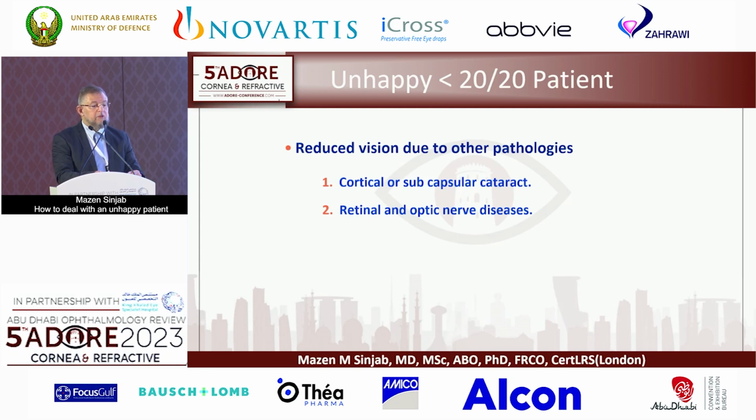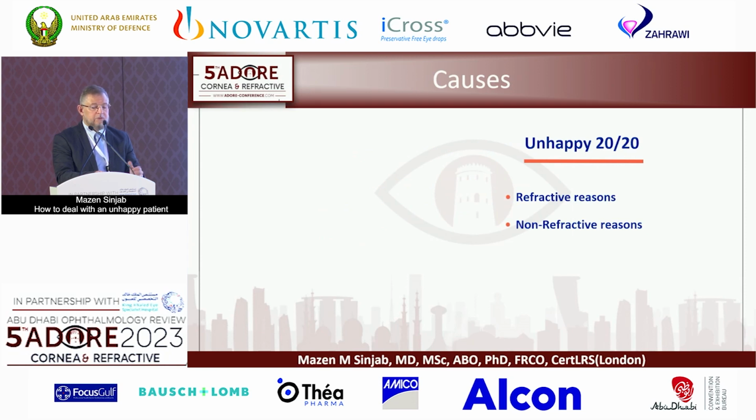Reduced vision due to other pathologies, cataract, of course, so we have to dilate the pupil properly and check the lens properly. Sometimes retinal or optic nerve diseases. So it's not only because the refractive surgery was not 100% successful. Corneal opacities like haze. Sometimes haze is very, very subtle, so sometimes we cannot recognize it with the very quick slit lamp examination. So you have to check for any corneal opacity.